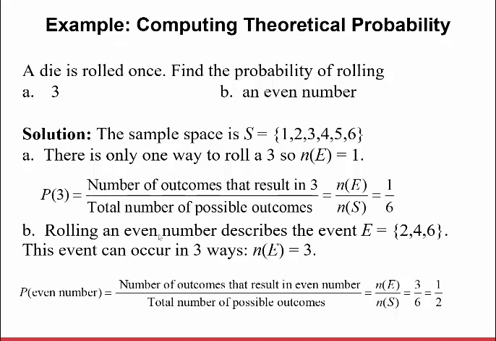Rolling an even number: that event consists of the numbers 2, 4, or 6. So the number of ways that can happen is 3 ways. So the probability that you roll an even number is the number of outcomes that result in an even number, which is 3, divided by the total number of possible outcomes, which is 6, so that probability is 1/2.